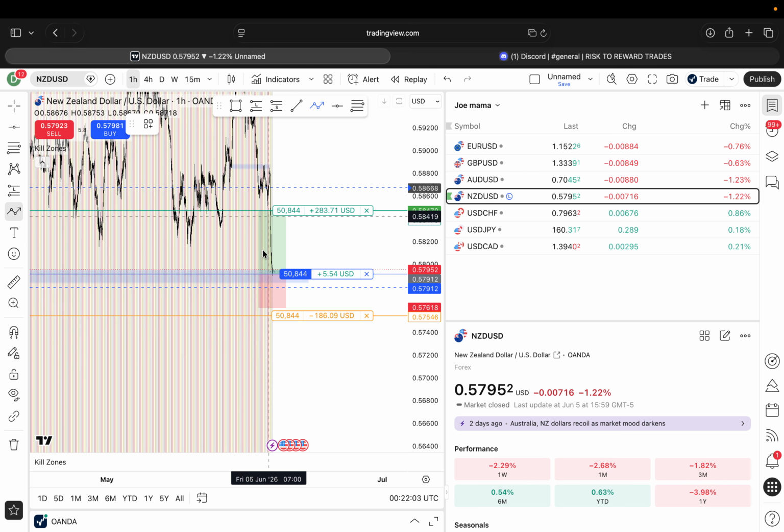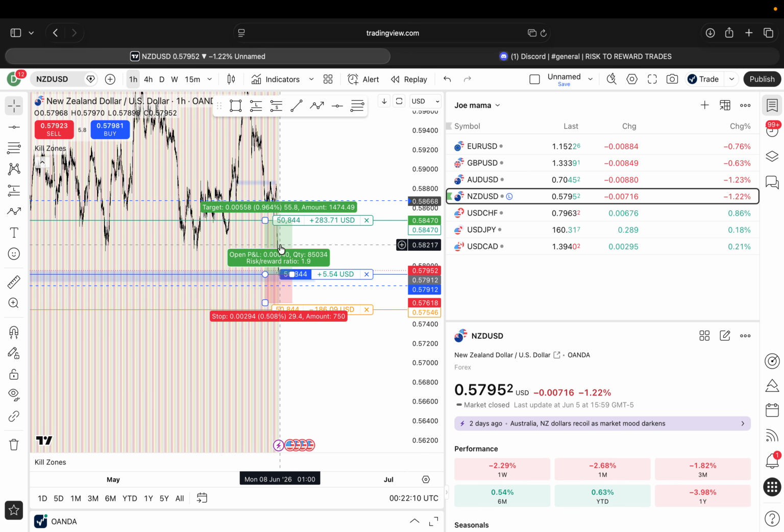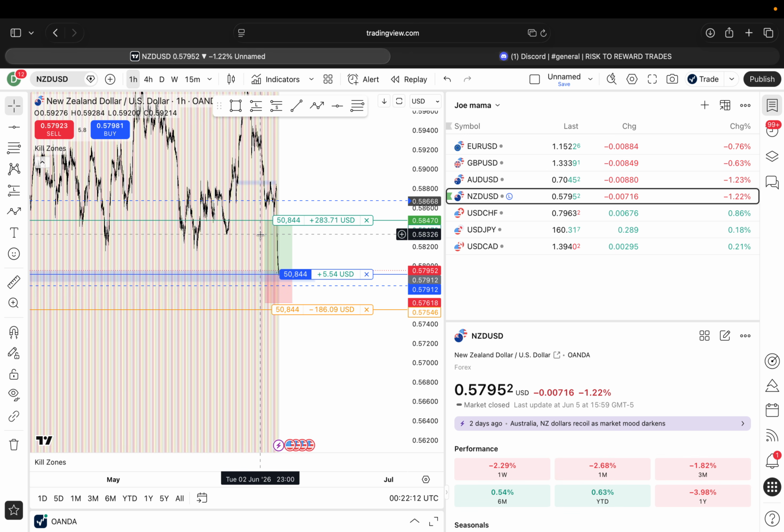This can come down, right? Then I'll look for a retest. But yeah, I'm going for a risk to reward of 1 to 1.9. Basically a 1 to 2. But yeah, these are some of the trades that I took. And overall, it was a profitable week.